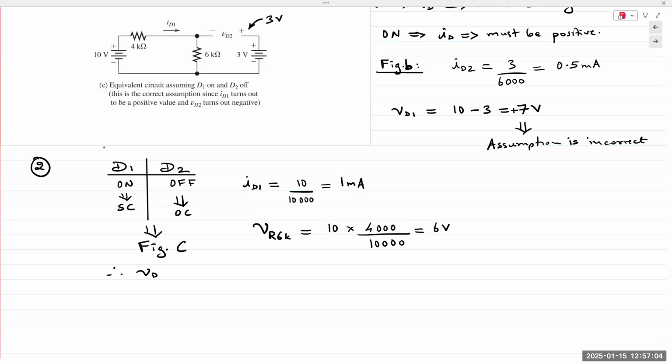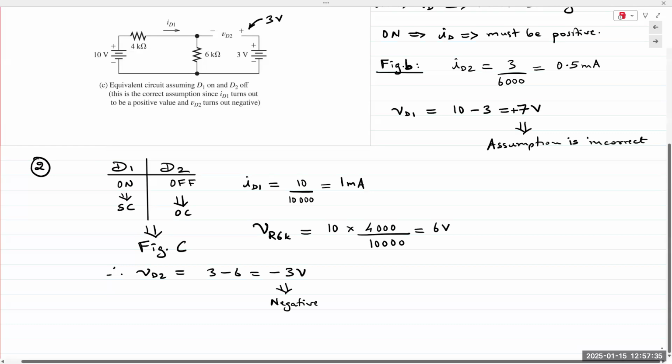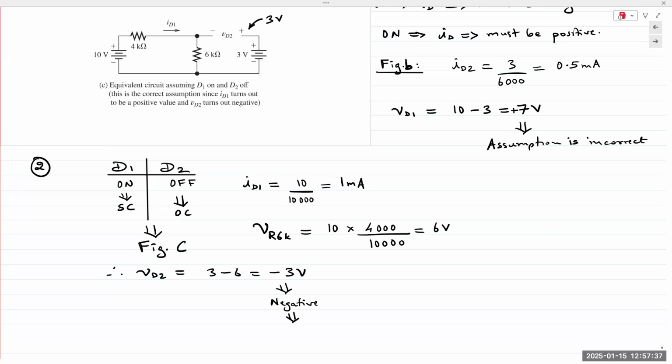Therefore, VD2 is 3 minus 6, minus 3 volts, a negative number. And because the diode voltage is negative, that verifies my initial assumption that D2 is off. Let's take a longer pause this time. Think over all of that. Let me know if you have any questions.